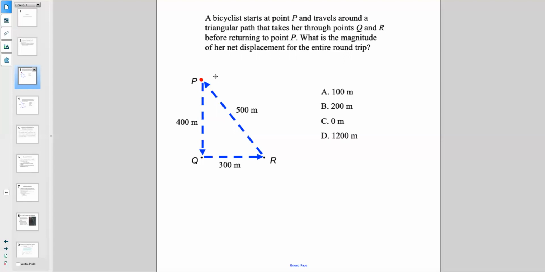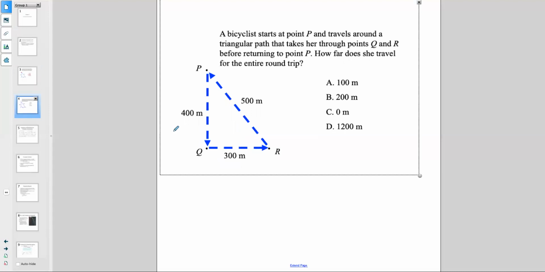What is the magnitude of her net displacement for the entire round trip? Basically, starting from that point, coming back to Q, 400 meters down, and then 300 meters to the east, and then it goes north of west for 500 meters. The total displacement once she gets back to where she started is 0, right? Because she hasn't moved.